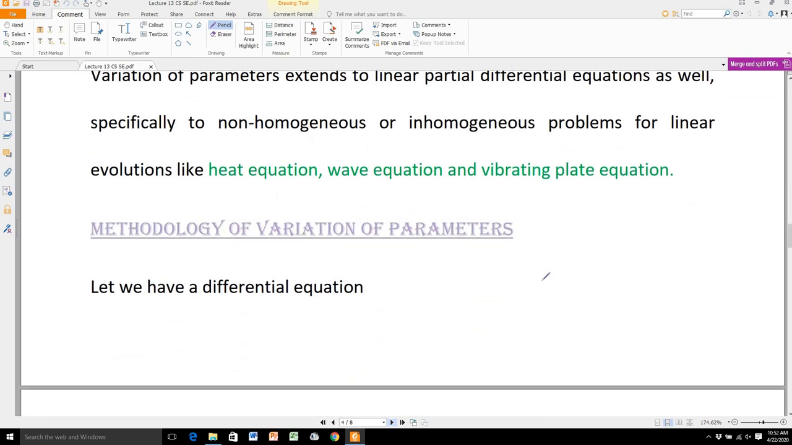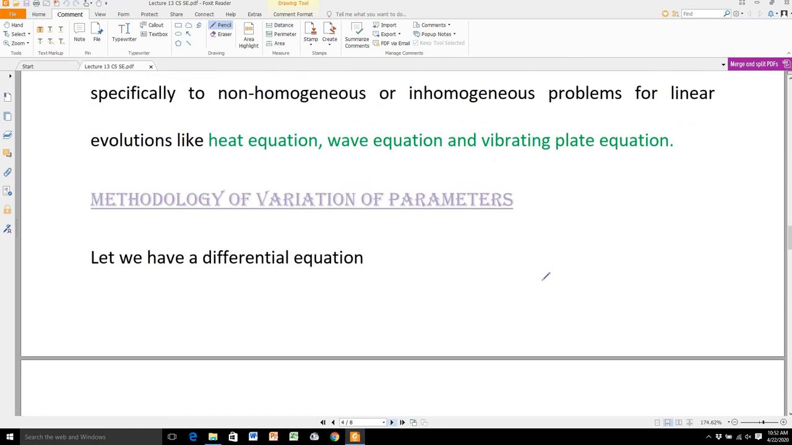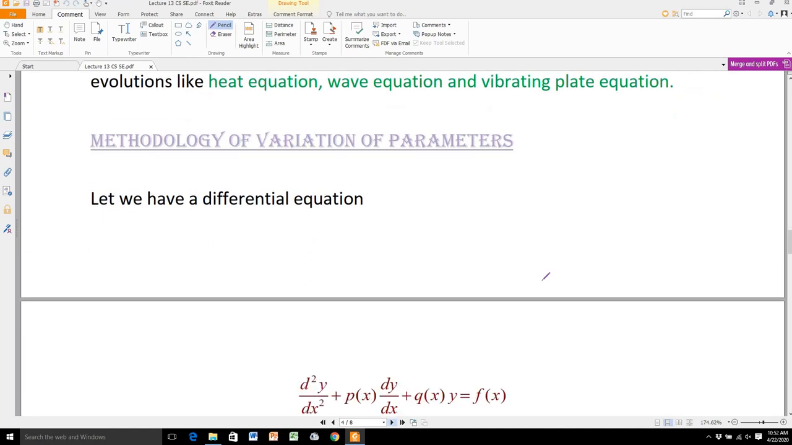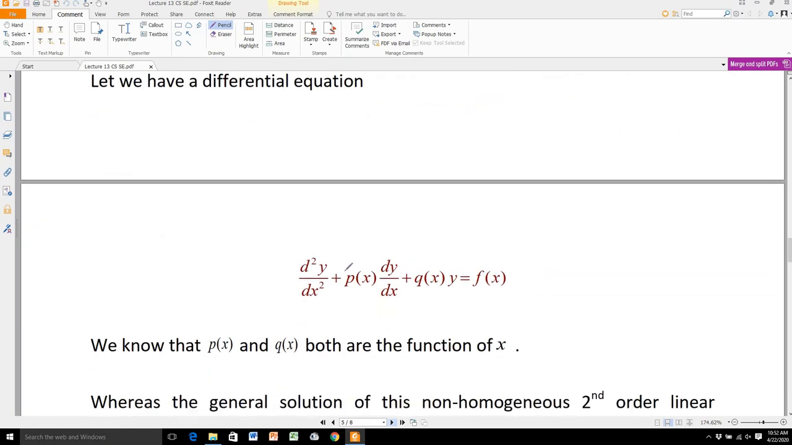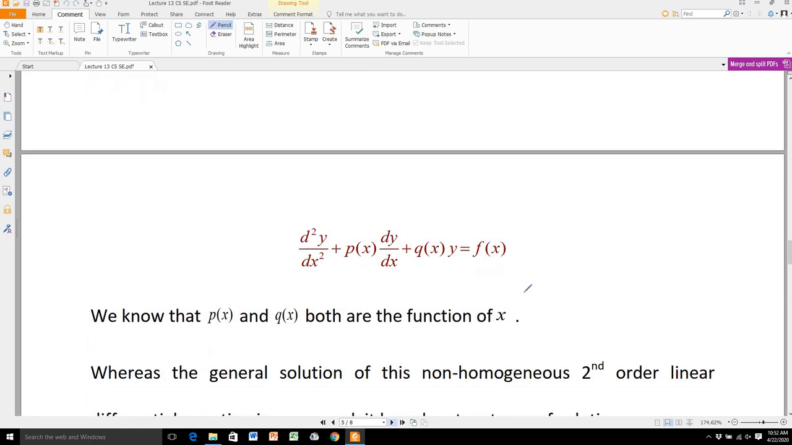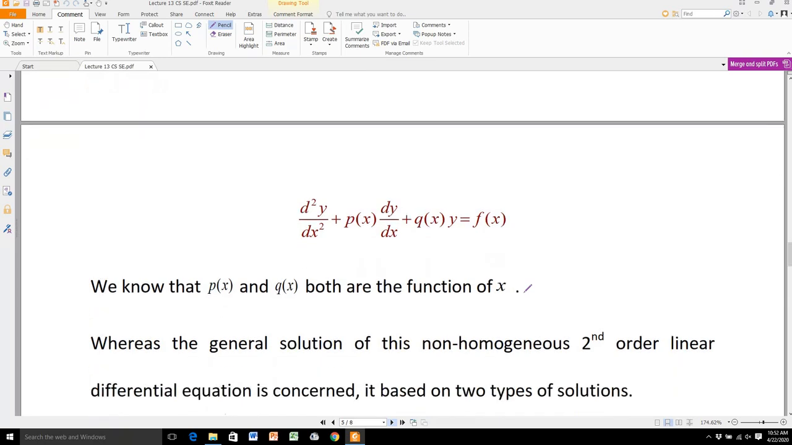So, the methodology of variation of parameters. Let us have a differential equation. Its general form is d squared y over dx squared plus p of x dy by dx plus q of x into y equals f of x. You know this general form of the second order linear differential equation very well. We know that p of x and q of x are both functions of x.